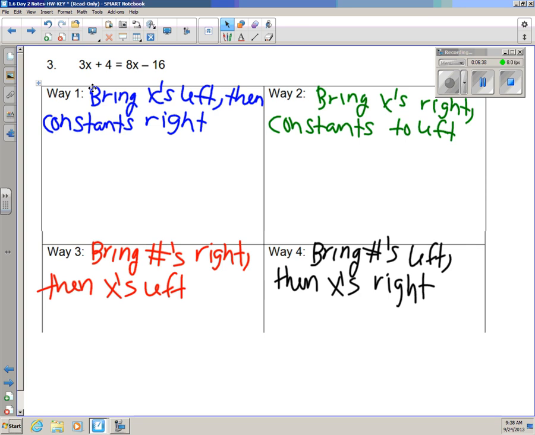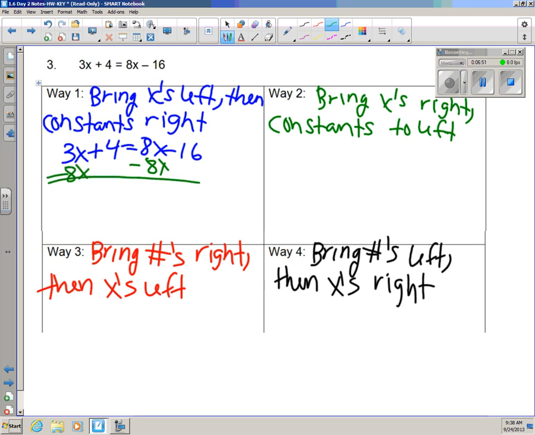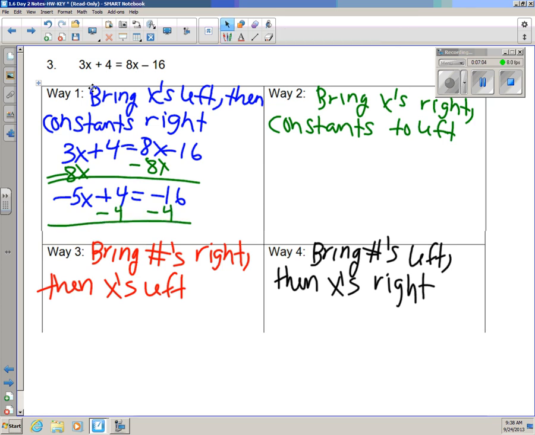So way one, we've got 3x plus 4 equals 8x minus 16. Well, if I'm going to bring my x's to the left, I'm going to be subtracting 8x from both sides. I'm going to end up with negative 5x plus 4 equals negative 16. I'm now going to bring my constants over to my right. I'm going to subtract 4 from both sides, and I'm going to get negative 5x equals negative 20. I now have to divide both sides by negative 5, and I get x equals positive 4.